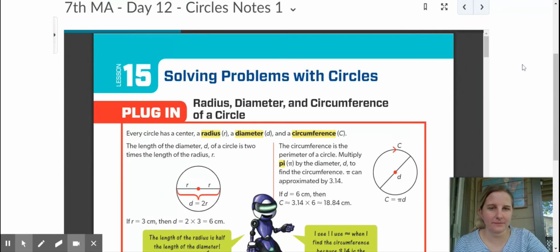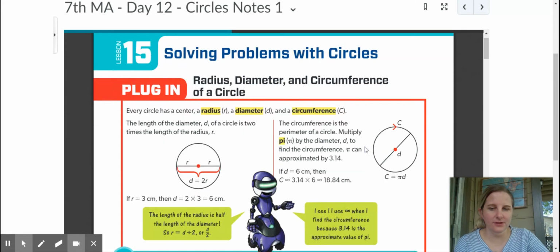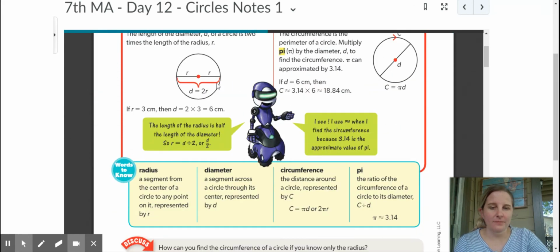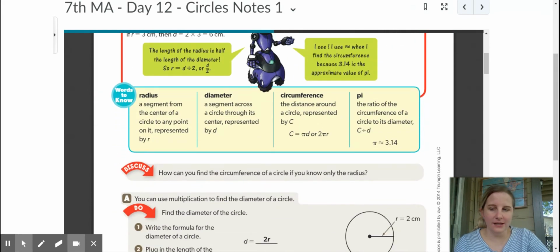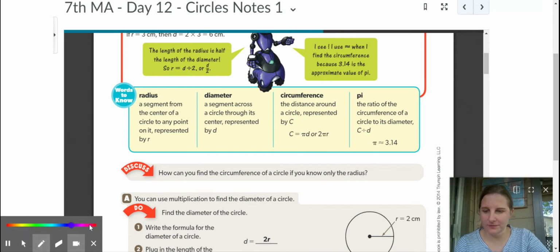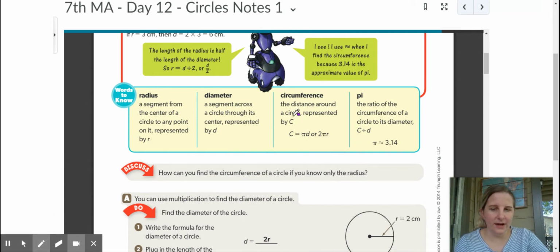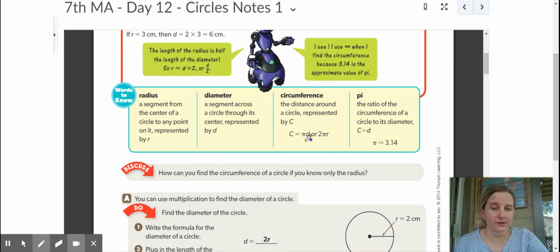Let it pull up. Okay, so this has all these pictures. It tells us right here that in order to find the circumference, you can do it 2 ways. You can find the circumference equals pi, which is about 3.14 times the diameter, or 2 pi r, so the radius. Okay. Let's go ahead and look at this one right here.